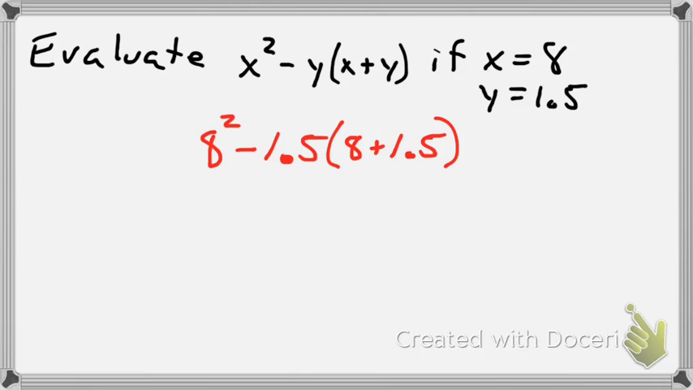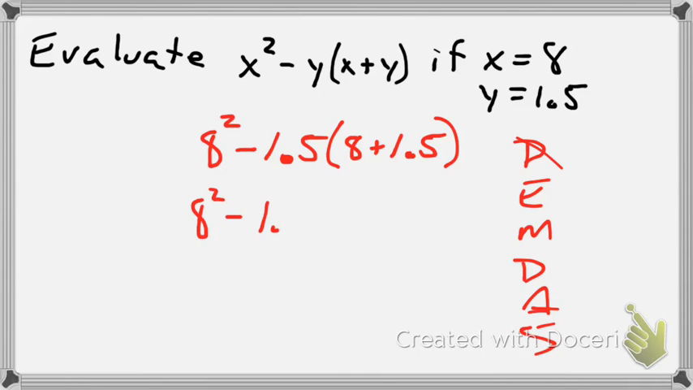And now we're going to use the order of operations. P is parentheses. So what are we going to do first? Does anybody know? Noah, what are we going to do first? 8 plus 1.5, which is in the parentheses. 8 plus 1.5, we should all know in our head, 8 plus $1.50 is $9.50. Okay.